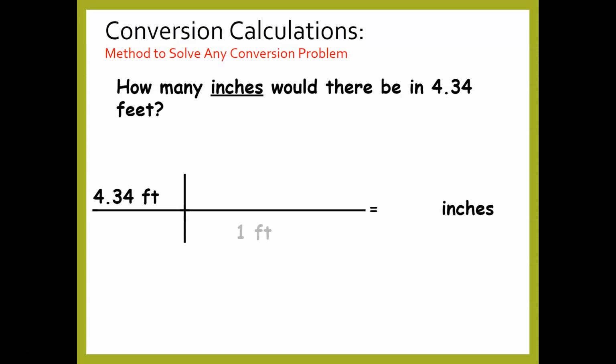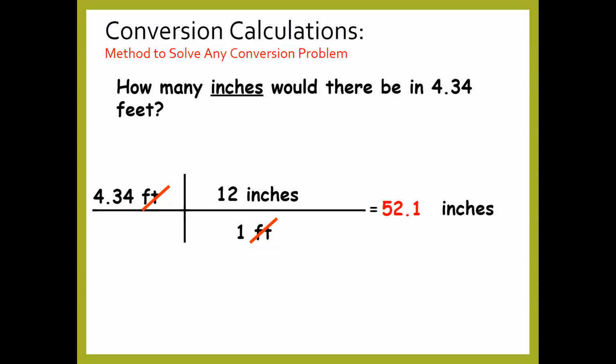Well, we have to put feet on the bottom to get rid of feet because it needs to cross out when we do the math. And we put inches on the top. So 12 inches go on the top, 1 foot goes on the bottom. We do the math now where we cross out feet, feet. Now we do 4.34 times 12 inches divided by 1, and we get 52.1 inches.